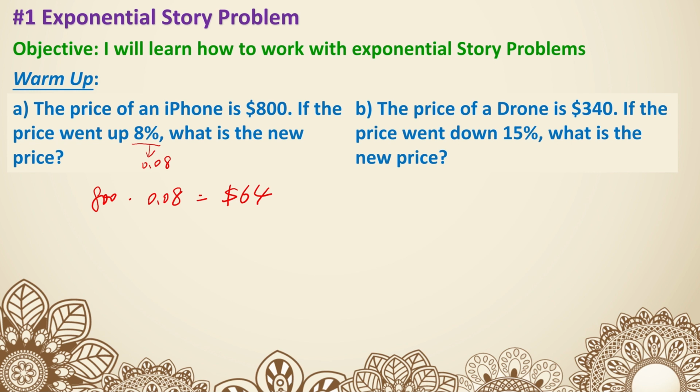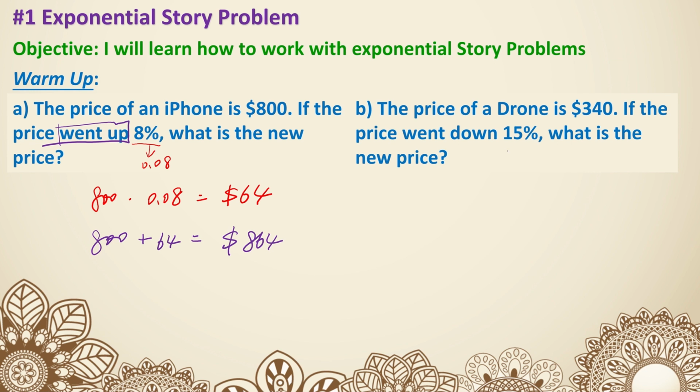Well, now don't you wish the iPhone is just $64? That is not the case, because it says it went up 8%. So it went up from 800, which means the $64 is actually on top of the 800, which makes the total 864.